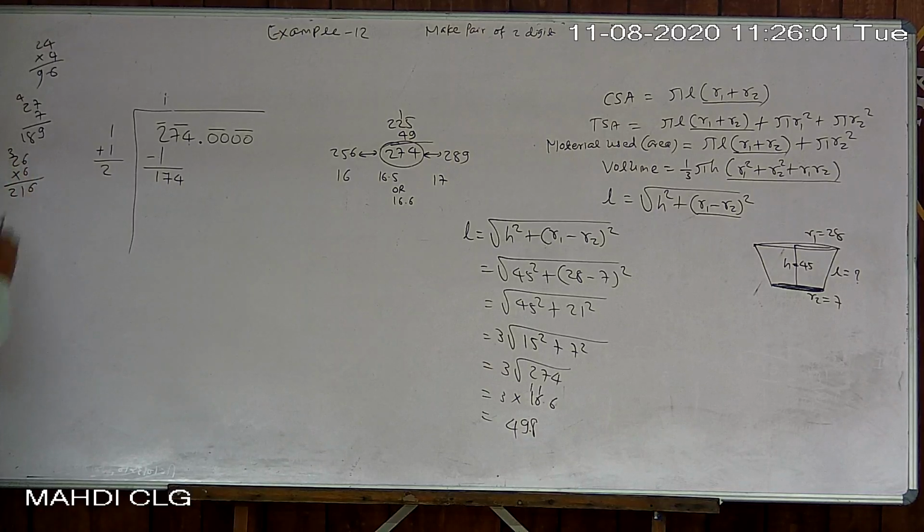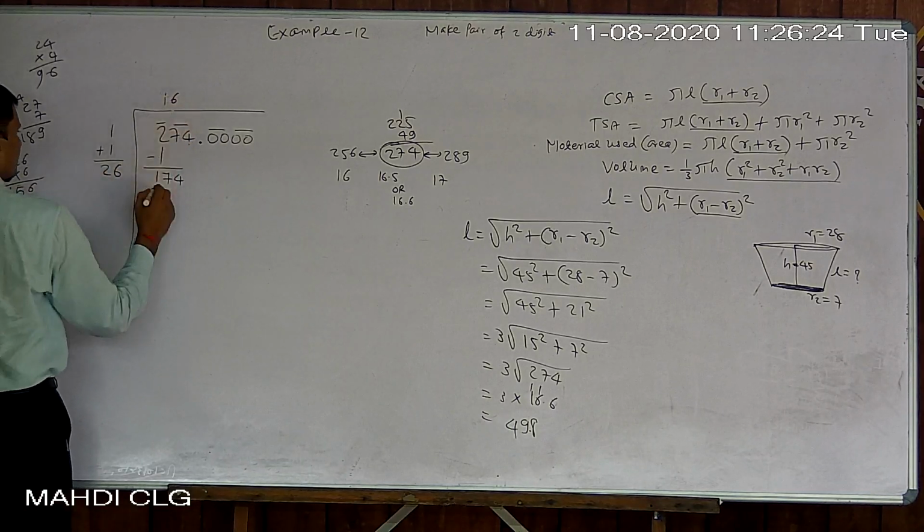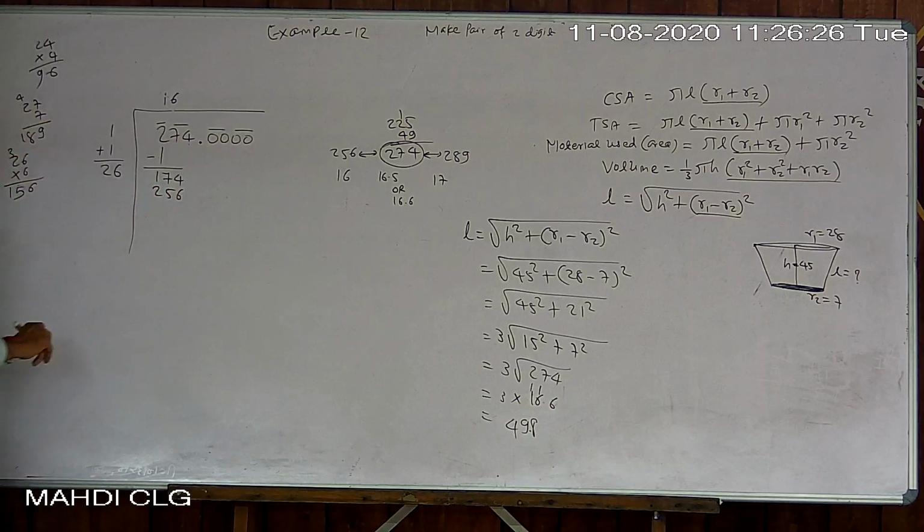6 times 6 is 36, 3, 6 times 2 is 12 plus 3 is 15. Sorry, I need to correct that. So 26 into 6 is 156. So place 6 here and 6 there. So it will be 25.